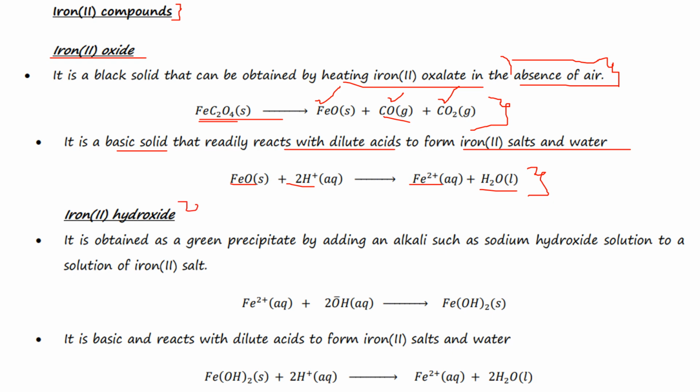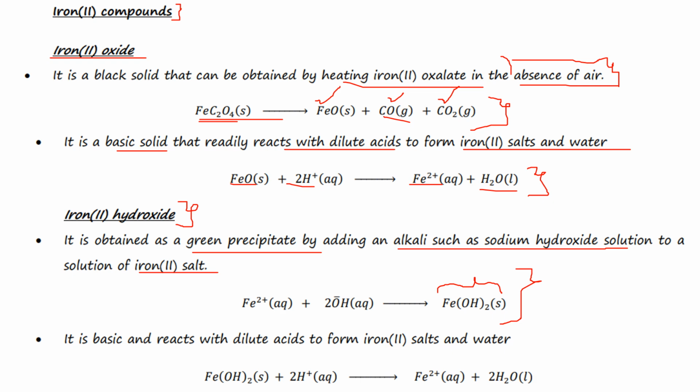Now let's look at the hydroxide, or the iron 2 hydroxide. We are going to say that it can be obtained as a green precipitate by adding an alkali such as sodium hydroxide to a solution containing iron 2 salts. But notice that this one is always temporary. You have done this practically, whereby usually in the laboratory you are going to get a darker green precipitate.